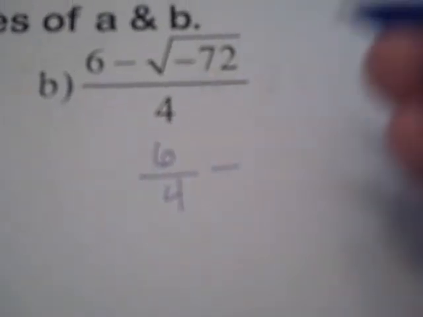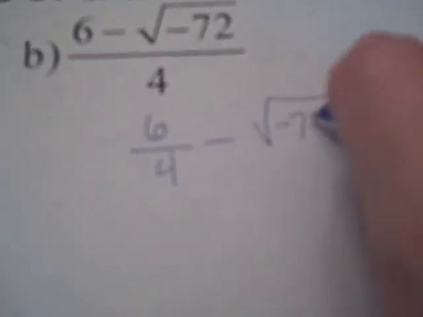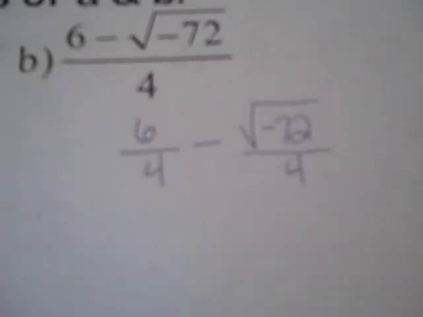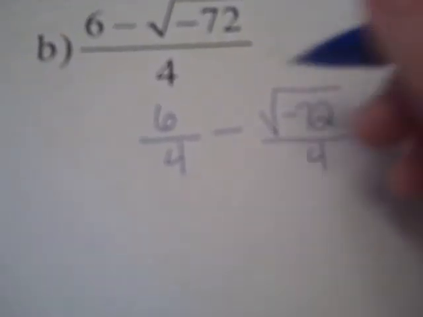Okay, so let's try one more. I've got 2 parts up here in my numerator, and I'm going to split them up over the same denominator. So 6 over 4, and then I've got my minus sign from up here, and then I take this part, the square root of negative 72, and put it over 4. And now I can treat each part separately. This over here, 6 over 4, I could reduce down to 3 over 2, or I could write it as a decimal, 1.5. And then I have my minus sign.